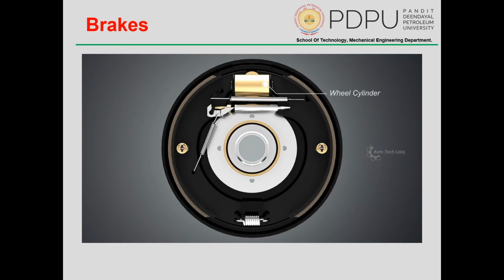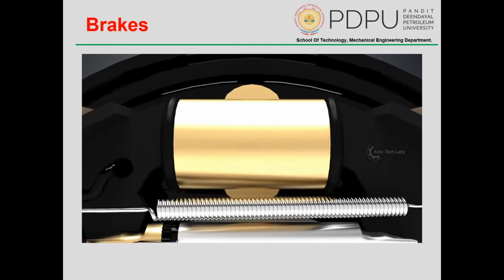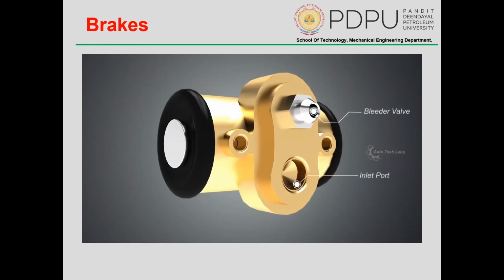Wheel cylinder, the hydraulic part which pushes the brake shoes. Modern drum brake systems are self-adjusting, which means when the lining wears out, the system adjusts the brake shoes towards the drum. For that, the system uses a brake adjuster, adjuster lever, and adjuster spring. The wheel cylinder receives the force that we applied on the brake pedal. At the back of the wheel cylinder, there is an inlet port to receive the fluid, and a bleeder valve to remove air in the system.